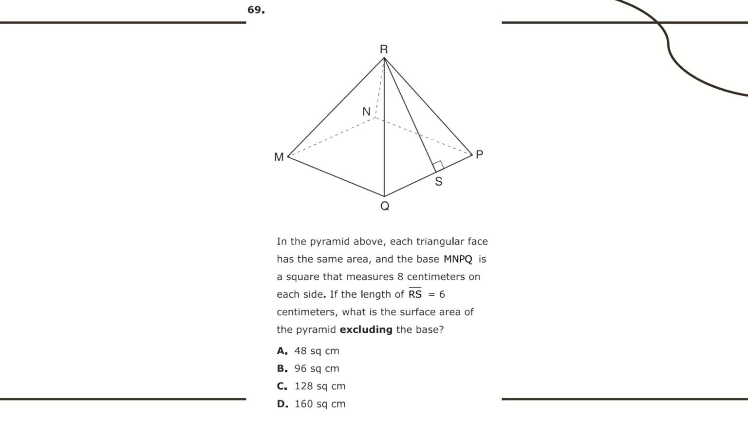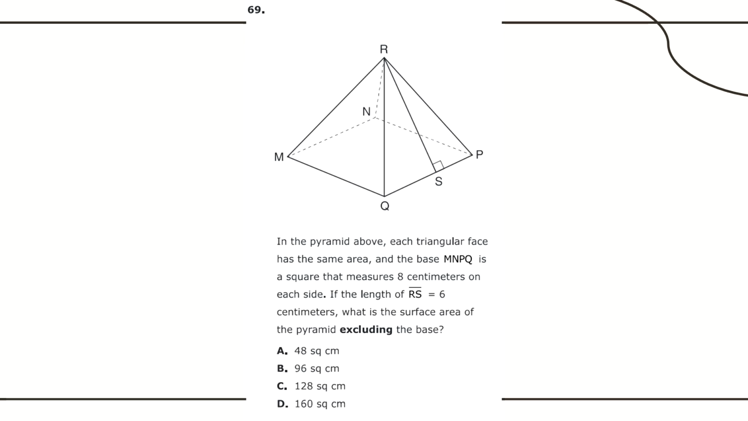So in this problem it says in the pyramid above each triangular face has the same area and the base MNPQ is a square that measures 8 centimeters on each side. If the length RS is 6 centimeters, what's the surface area of the pyramid excluding the base? So we're finding the surface area.